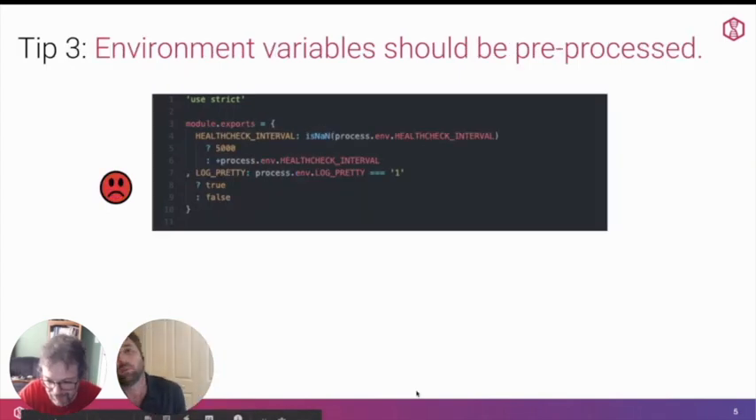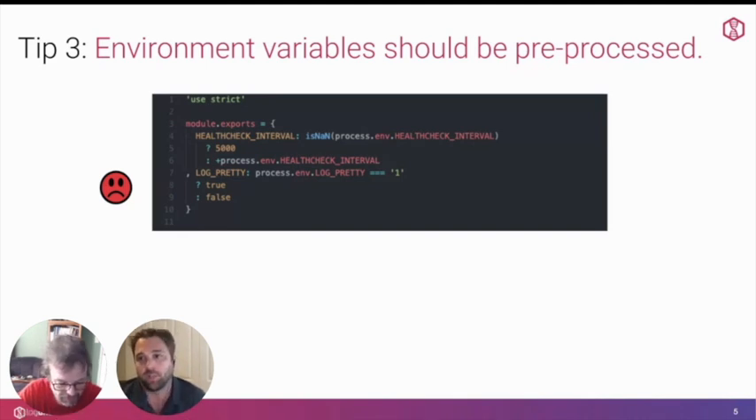Let's talk about environment variables, right? They're powerful, we love them, they're global. They need to be pre-processed though, because really they're just strings. So chances are you're going to want to validate those things. You're going to want to see if someone set it at all. If they did set it, you probably want to coerce it into some other type. Like here we have a number and a Boolean.